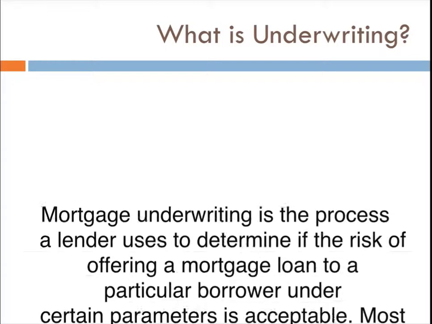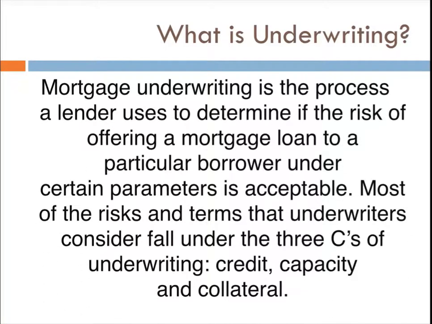What is underwriting? Mortgage underwriting is the process a lender uses to determine if the risk of offering a mortgage loan to a particular borrower under certain parameters is acceptable. Most of the risks and terms that underwriters consider fall under the 3 C's of underwriting, these being credit, capacity, and collateral.